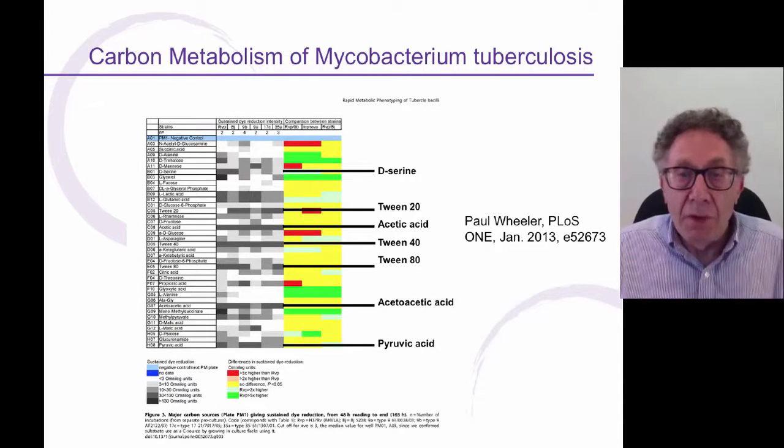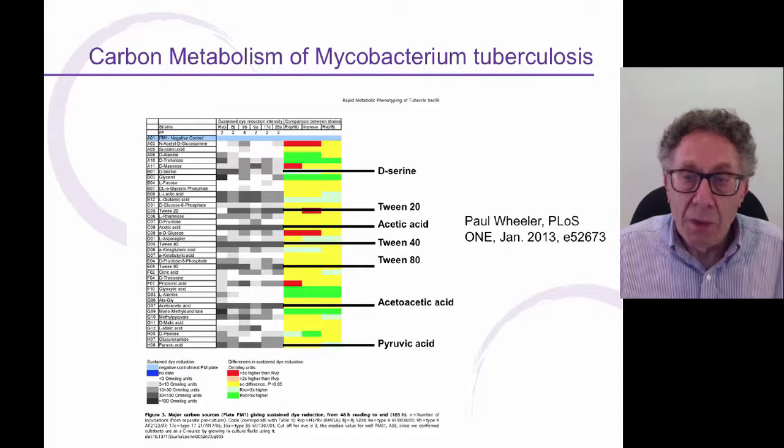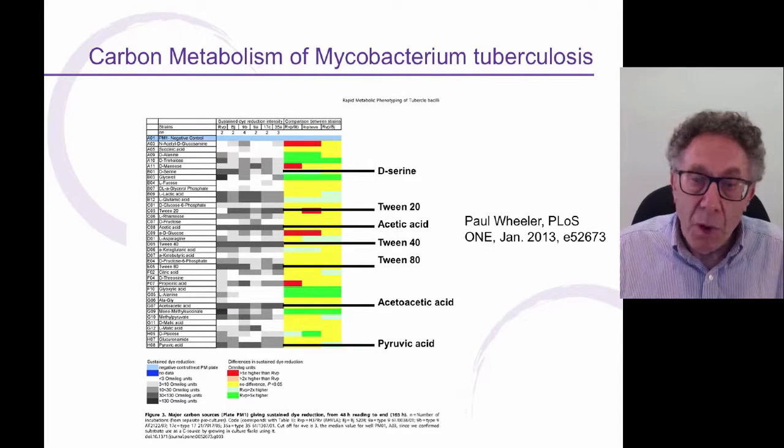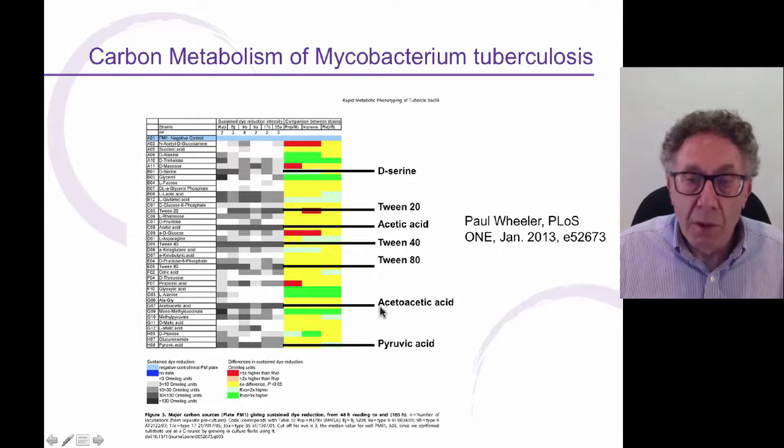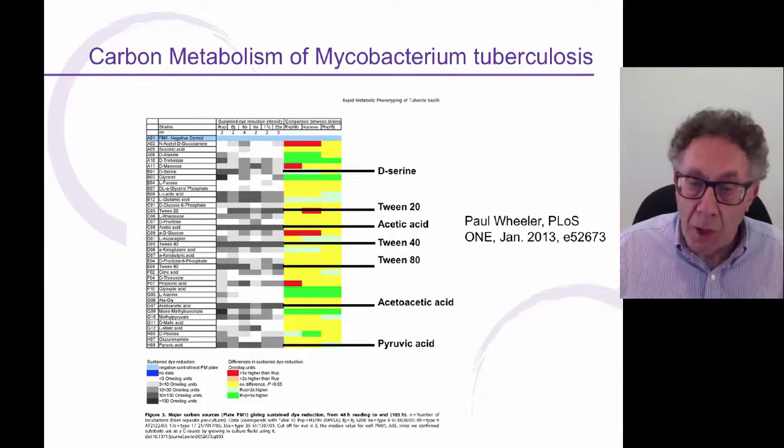So first, an example of a very important pathogenic bacterium, Mycobacterium tuberculosis, which was analyzed by Paul Wheeler's group in England, using phenotype microarray analysis. And first of all, you can see what the preferred carbon substrates of Mycobacterium tuberculosis are, and they tend to be fatty acids such as acetoines, acetate, acetoacetate. We can also differentiate and fingerprint different strains of Mycobacterium tuberculosis based on their carbon metabolism profile. So you can subtype the Mycobacterium using just the phenotype microarray plates.